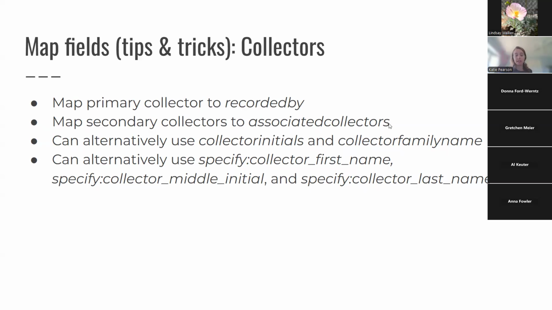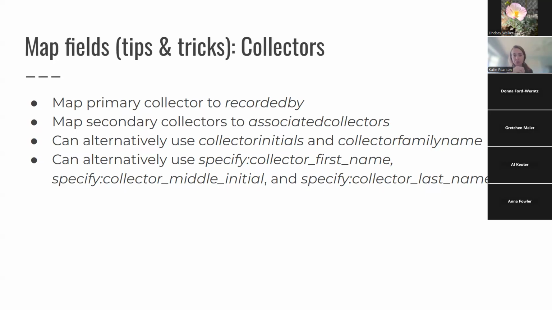If you have a field that is one collector, or is all your collectors together, and you don't have them parsed out, you can do one of two things. You can use some fancy spreadsheet magic to just get the first name out and put that in a separate field. Or you can just put everything into recorded by. Depends on how you want to be able to access that in the future.